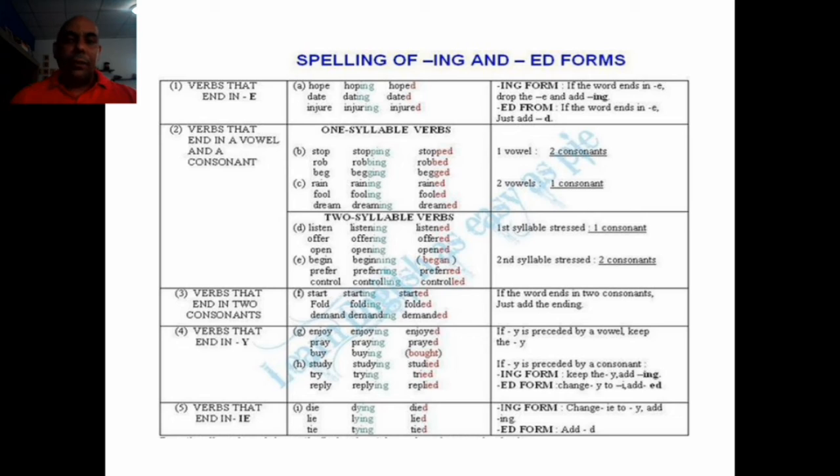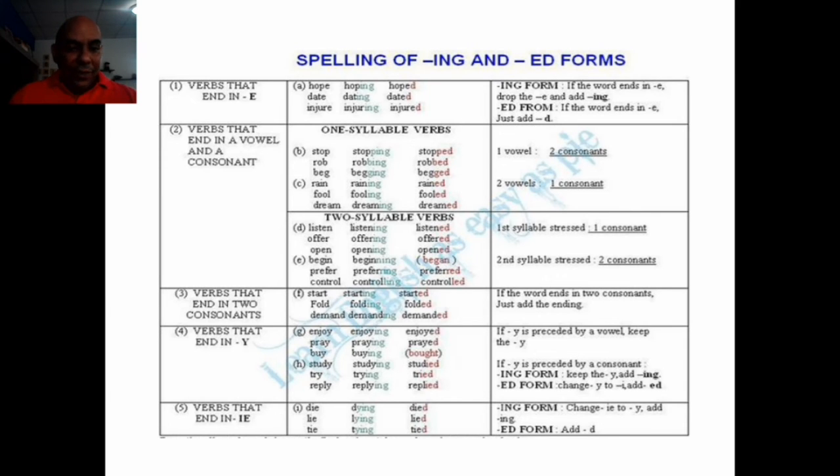So I'm going to read the chart that you have at your right. If Y is preceded by a vowel, keep the Y. If Y is preceded by a consonant, this is what you have to do. You keep the Y, you add the ing, then for the ed form, you have to change to IED.